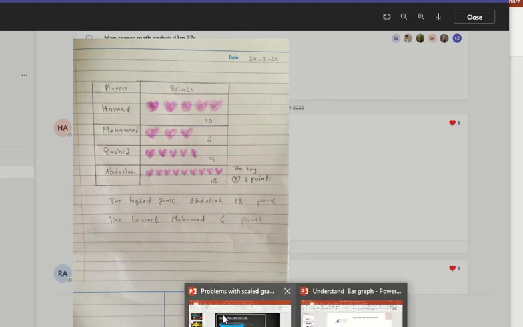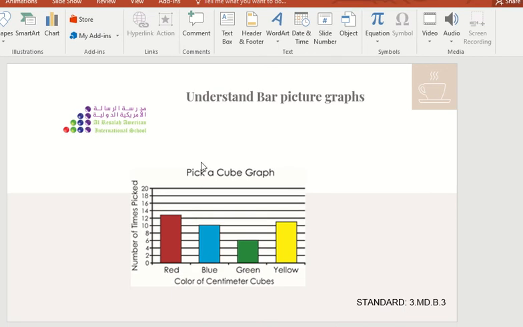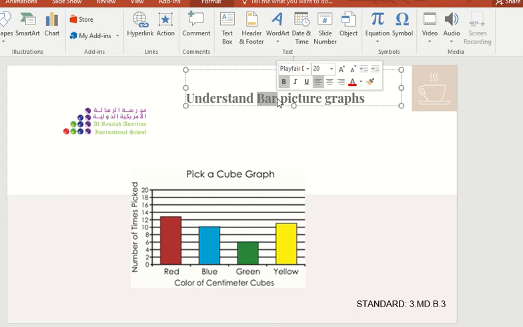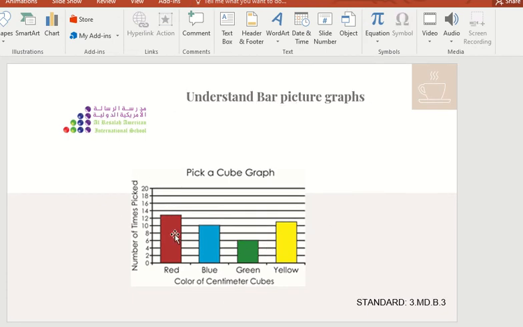Now let us do our little work, which is related to the same topic, but there is a little difference. That was a scale picture graph, but now we are discussing the scale bar graph. Here you can see the difference: there are some red, blue, green and yellow blocks. So in a bar graph, we will be using blocks.